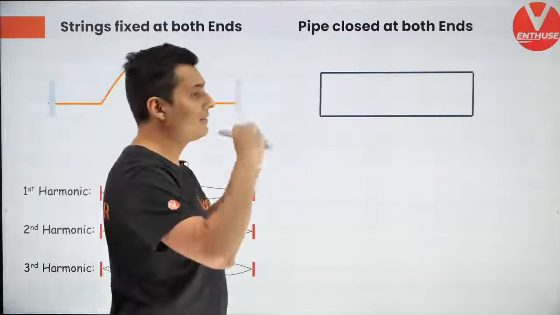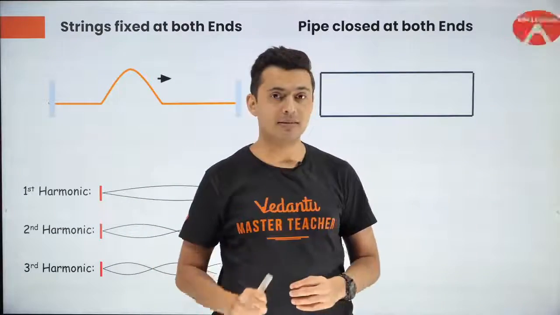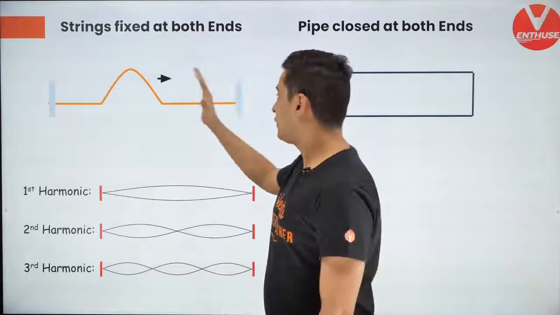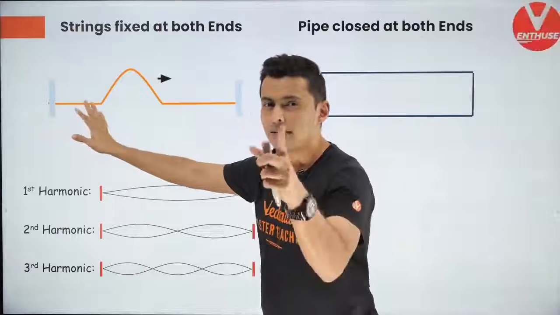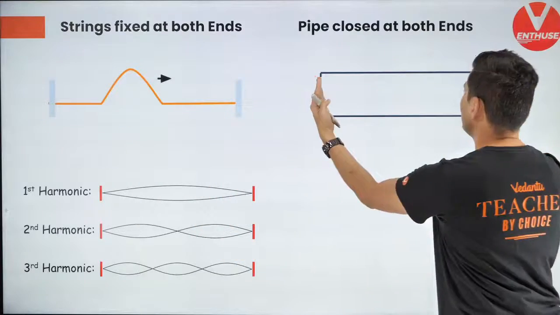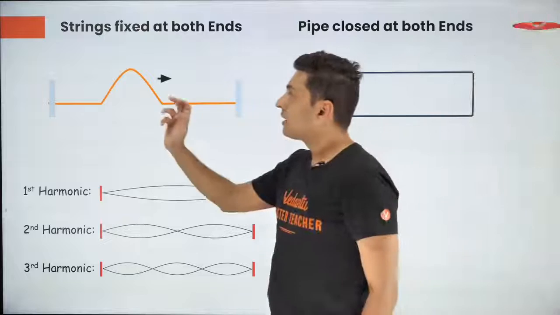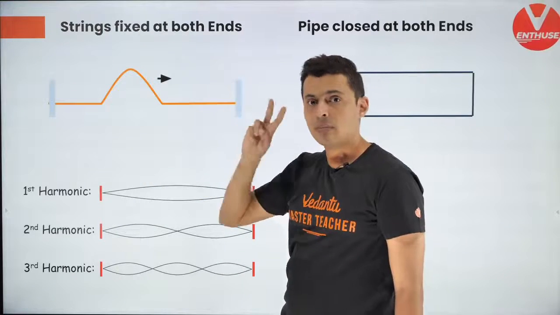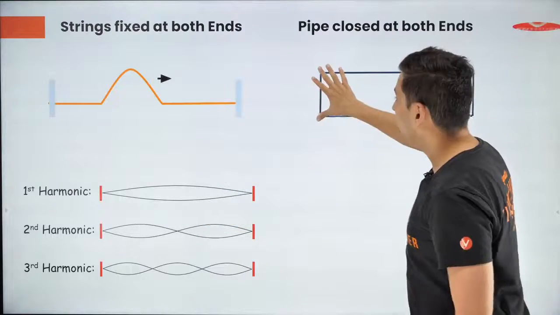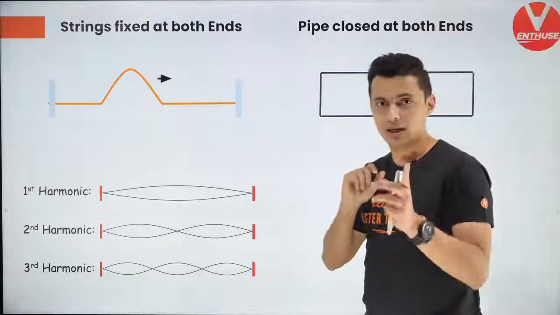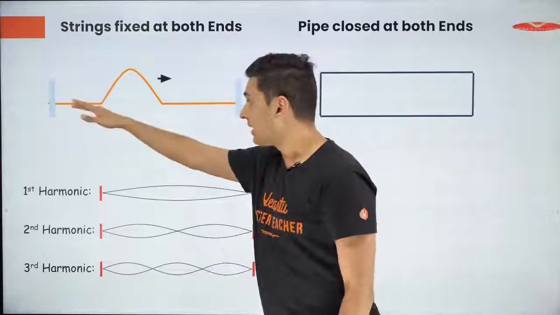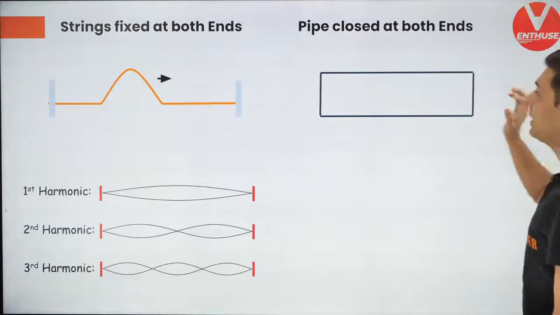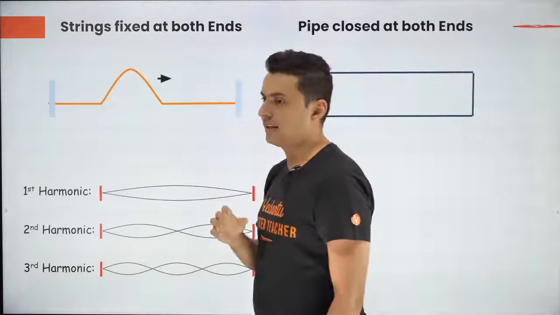Now there are three cases in this. What are those three cases? See, either the string is fixed at both ends, that is very similar to a pipe closed at both ends. Then next is string is free at one end, fixed at one end, which is similar to a pipe open at one end and fixed or closed at one end. And the last one, string is free at both ends, which is similar to a pipe which is open at both ends. I hope this is fine.